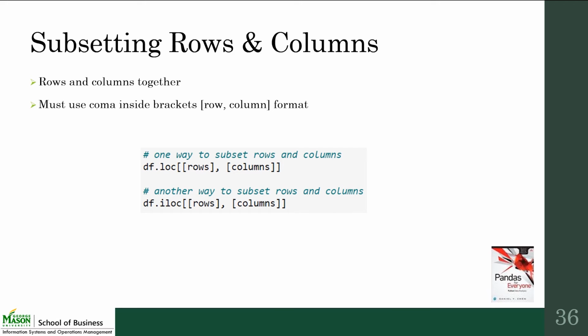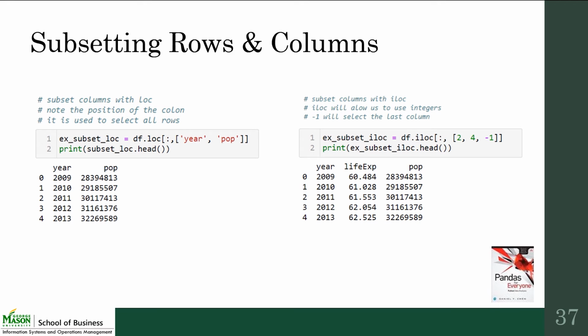When interested in specific columns and rows of a data frame, you could subset using loc or iloc, but it will require a comma symbol between the row and column value. These 2 examples are taken from the Pandas for Everyone textbook. The example on the left uses the loc attribute. The bracket notation contains a colon to select all rows in the data frame, followed by a comma, leading to another set of bracket notations with the list of column names as strings.